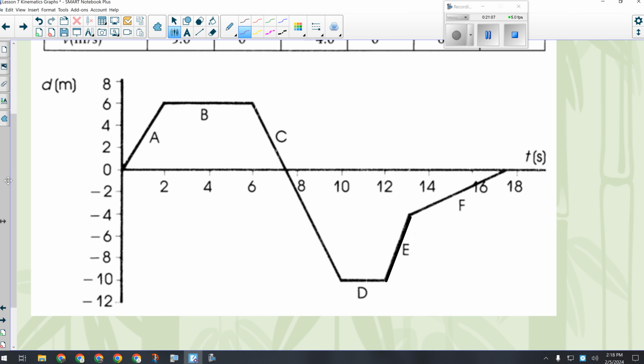All right, some calculation stuff. What is the total displacement of this object over the entire 18-second trip? 0. 0. How do we know that? Brad, how did you figure that out? Just like it ended up back at 0 at the beginning. Yeah, exactly. Its initial position was 0. Its final position was also 0. Okay, final position minus initial position is how you get displacement. 0 minus 0 is still 0.